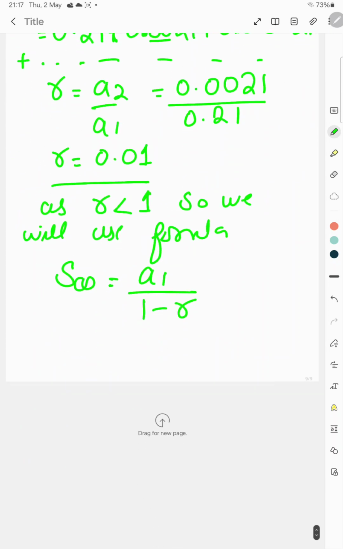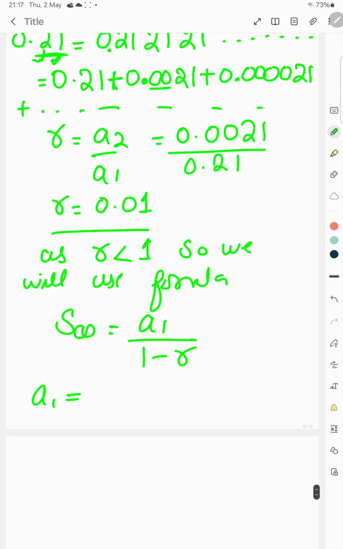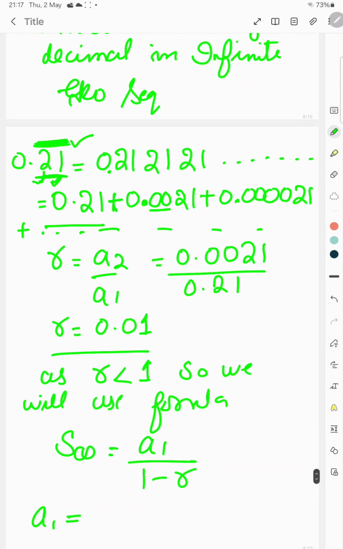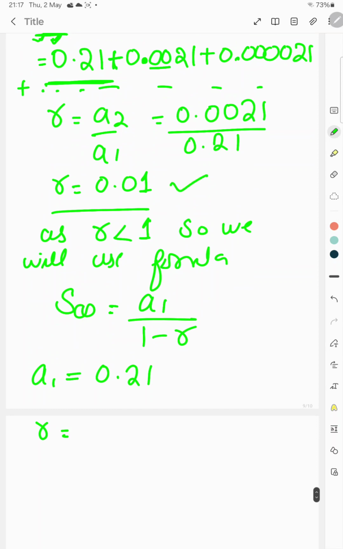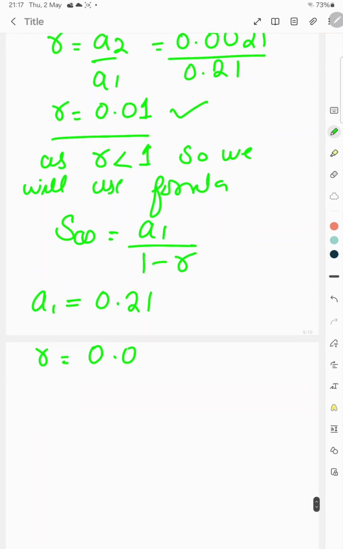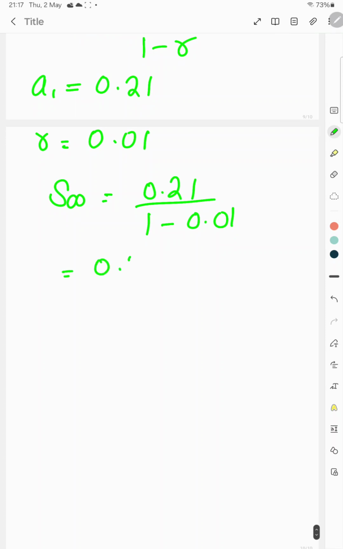Okay students, now what is the value of a1? From the given sequence you can see the first term of the sequence is 0.21, so a1 is equal to 0.21, and what is r? As I found, r is 0.01. So I have to put all the values in this formula. I get 0.21 divided by 1 minus 0.01. Now you have to solve it on the calculator. 1 minus 0.01 is equal to 0.99.